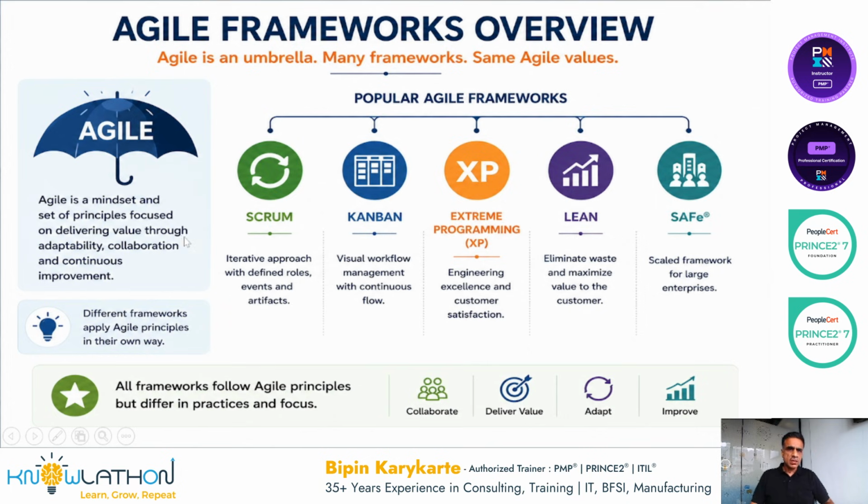Okay. So what are the different things? Scrum is an iterative approach with defined roles, events, and artifacts. Kanban is a visual workflow management tool, where the flow of the work is continuous. Extreme programming is about engineering excellence and customer satisfaction. Lean is to eliminate waste and maximize value to the customer, and SAFe is a scaled framework for large enterprises. Okay, so out of this we will just take a quick look.